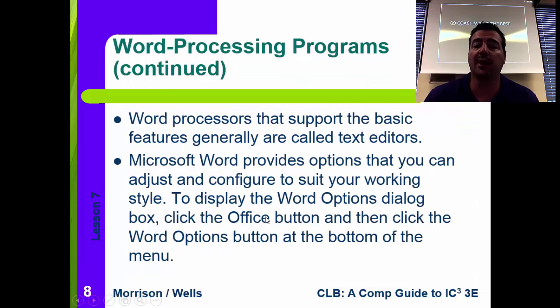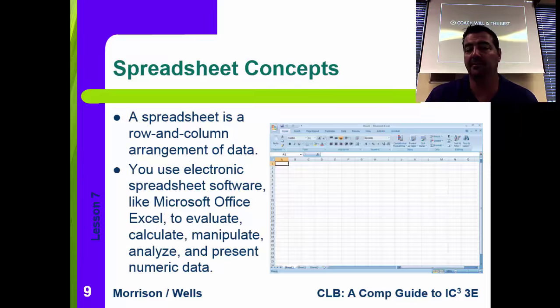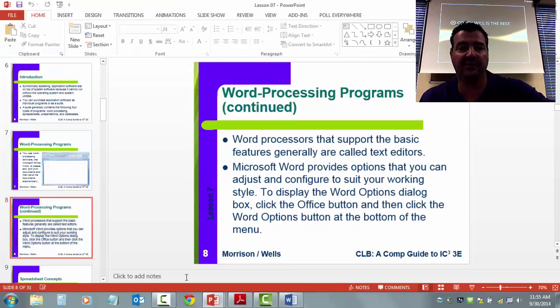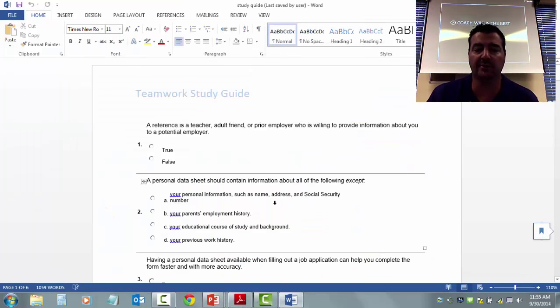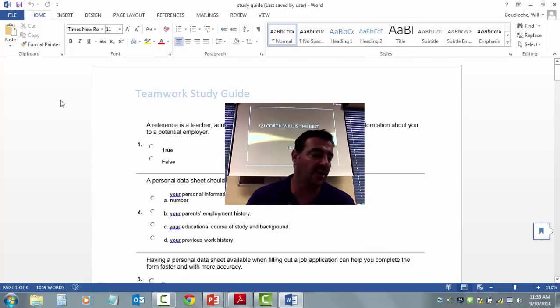It is a word processor, and what that means is that it has a text editor and provides you the options to adjust and configure according to how you're going to be working and what you're going to be doing. We're going to take a look at all the options in Word in just a second. So let's go ahead and dig into Microsoft Word. I've got a whole list of concepts I need to go into.